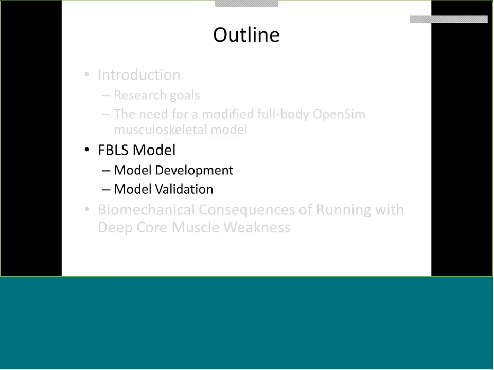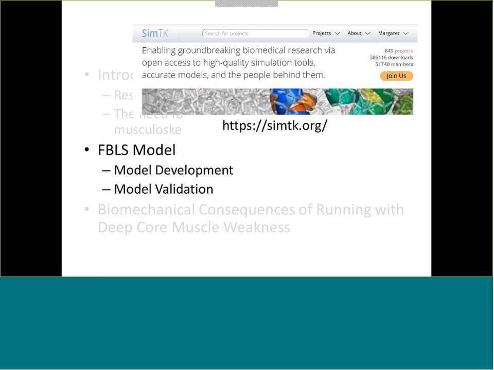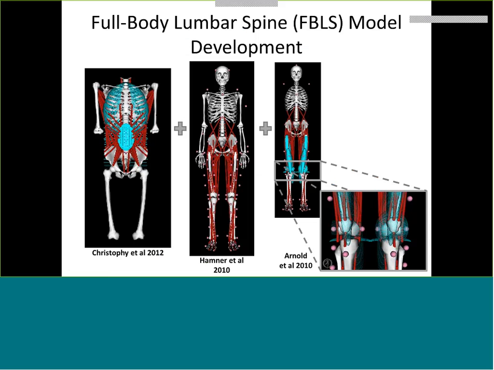All right, thanks, Ajit. So, since there wasn't currently an OpenSim model available that met our research needs, we decided to take advantage of the numerous previously developed OpenSim models which are available on the SimTK website and build our own. So I'm going to talk a little bit about how we developed that model as well as validated it. We developed this full body lumbar spine model by combining 3 previously developed models: Christophe's model of the lumbar spine, Hamner's full body model, and then Arnold's lower limb model, from which we just borrowed the patella and patellar ligament.